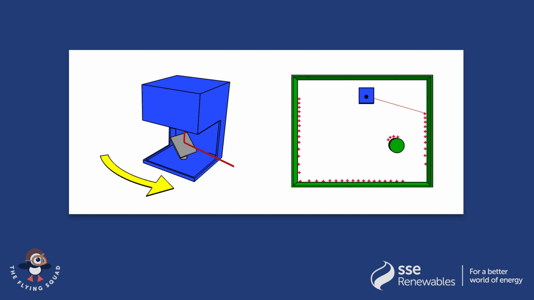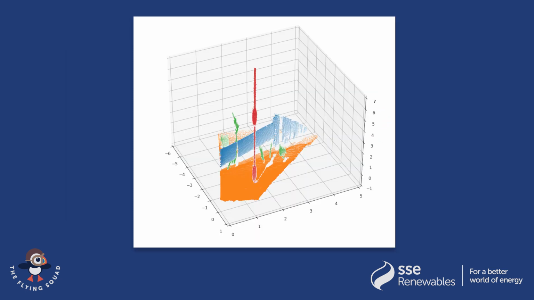LiDAR, light detection and ranging, is a scanning technique that uses light to map terrain. Waves of light are emitted from a source and bounce off objects, returning to the source like an echo. The time taken for the light to return gives information about the distance between the source and the object the light bounced off. LiDAR can accurately map the seabed and coral reefs to a high precision.